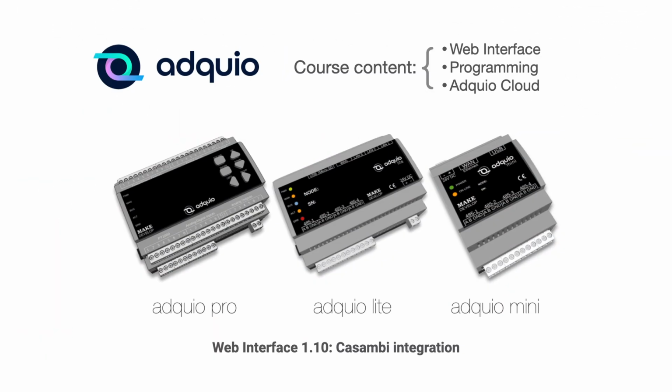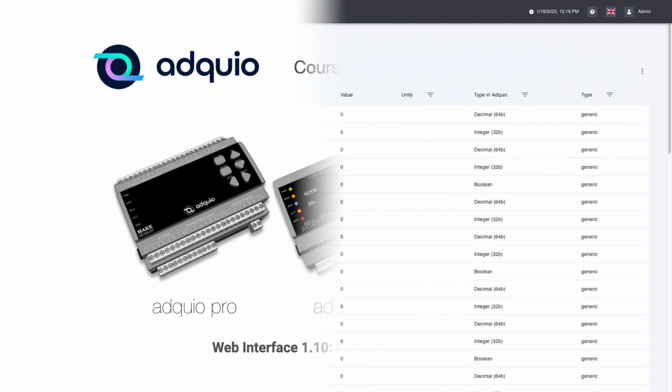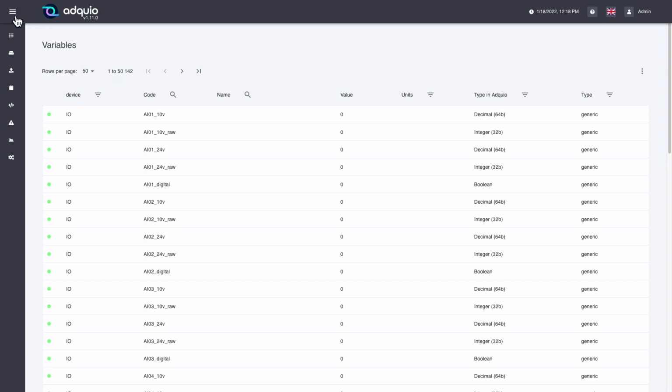Welcome to Chapter 1.10 of the Adquio Web Interface course. This time we are going to talk about how to integrate Casambi devices in the Adquio interface. To do this, we are going to change to an Adquio that is in operation.